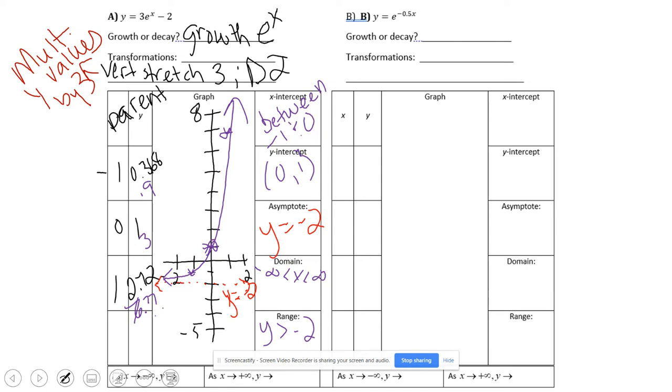Our end behavior over on -infinity on the left, it's approaching the asymptote which is -2, so that's going to go in there. And then on the right side, the positive infinity, our graph is going up, so that's positive infinity.